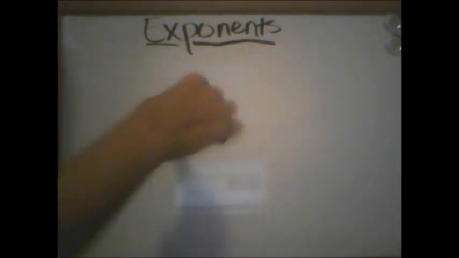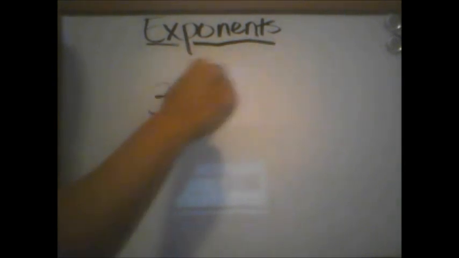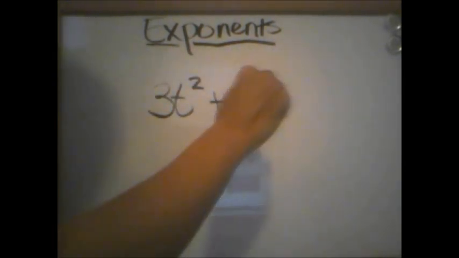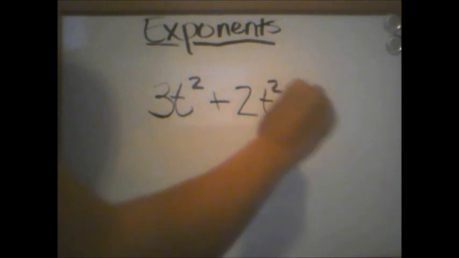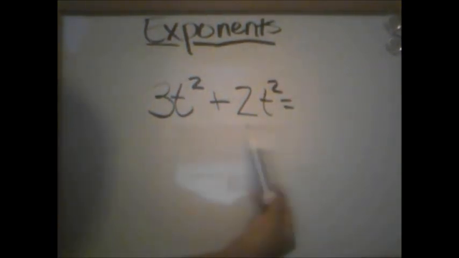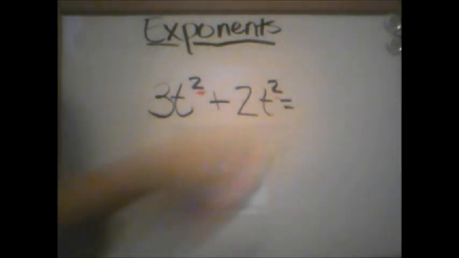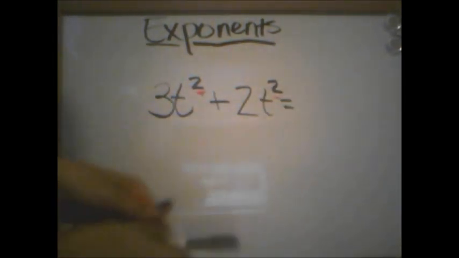Something fairly simple. I like the letter T, so let's use T as the variable. Let's do 3t squared plus 2t squared. First thing we need to do is check the degrees, make sure they're the same. And I see the degrees are both 2, so they are the same. So we know that it's going to end as t squared.